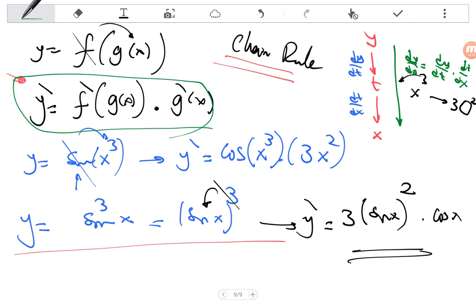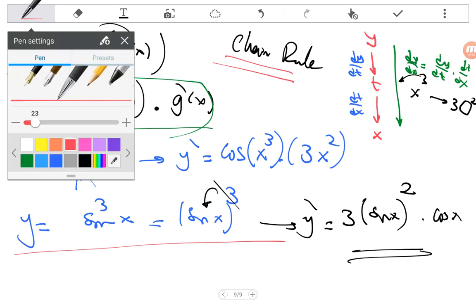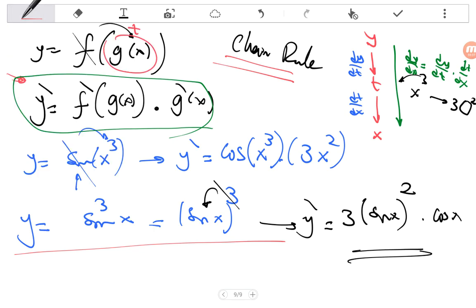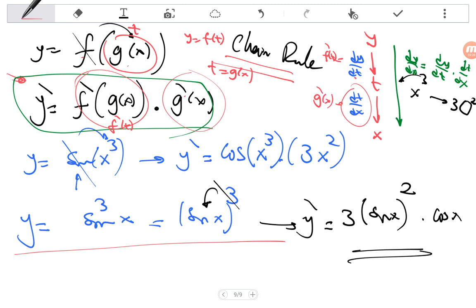How is it equivalent? If you, for example, name this function as t, now we have t as a function of x, so y will be a function of t. What is dy by dt? It is just f dash of t. That is exactly f dash of t. So what is g dash of x? It is the derivative of t with respect to x. So that is exactly g dash of x.